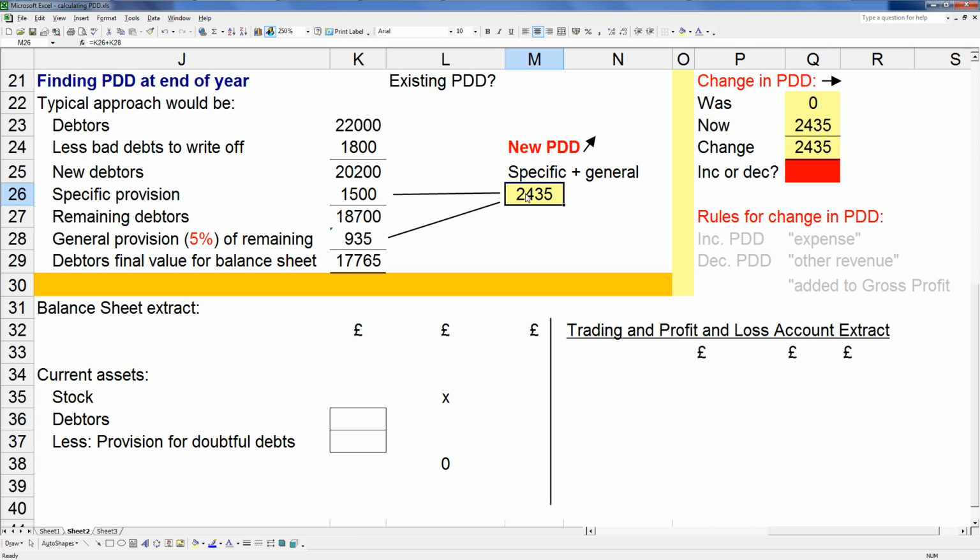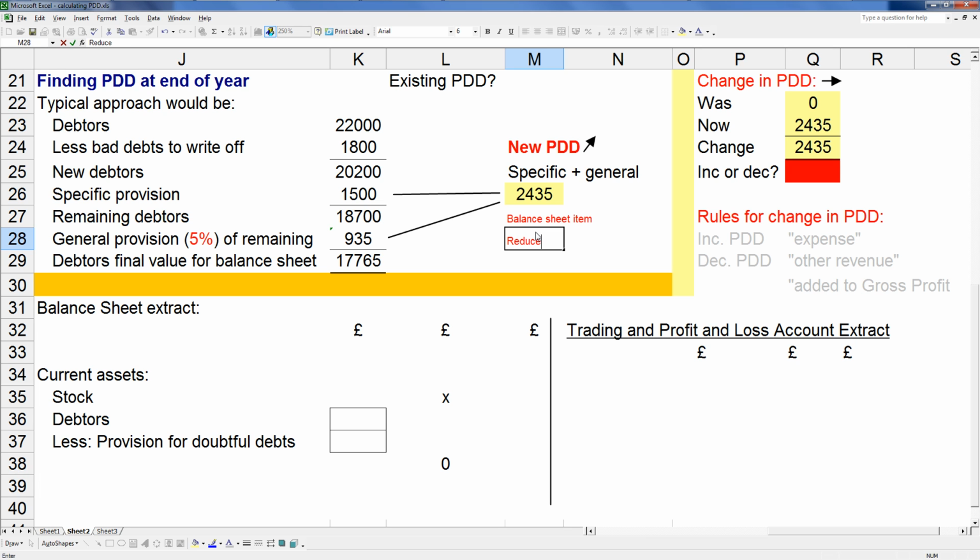And key information about this new provision. This new provision, where does it go? Where does it belong? This is a balance sheet item. It does not go in the profit and loss account. Something else goes in the profit and loss account, not the actual new provision. So it's a balance sheet item, and it reduces debtors. So it's taken away from debtors, which I'll show you in the extract below.